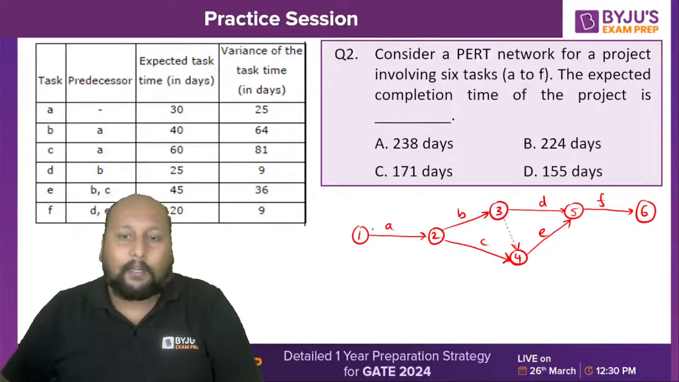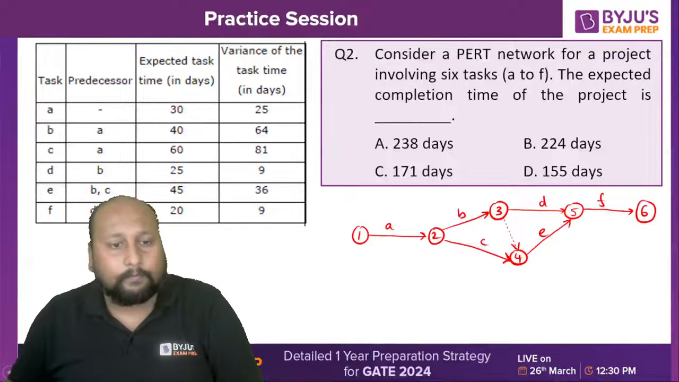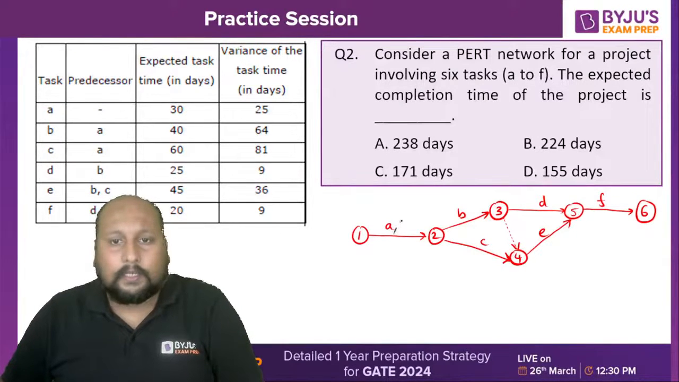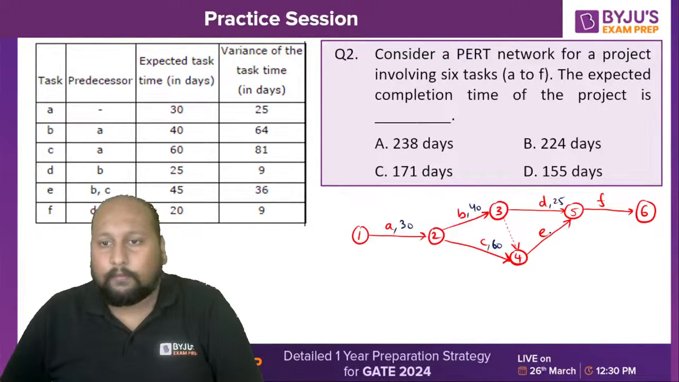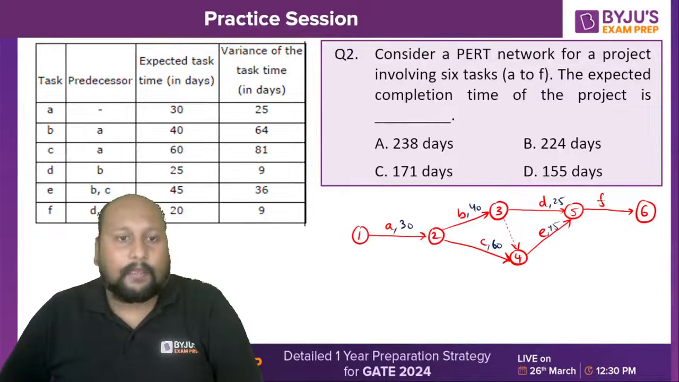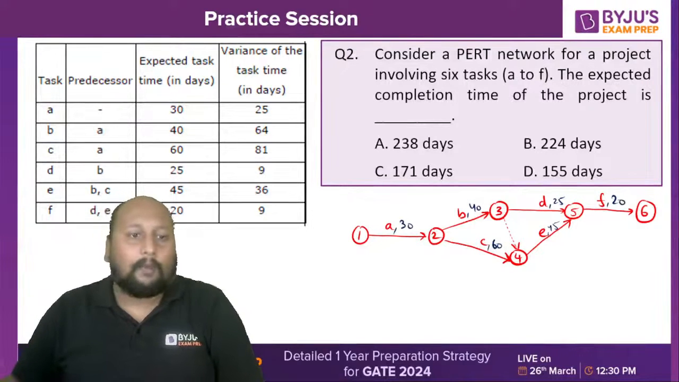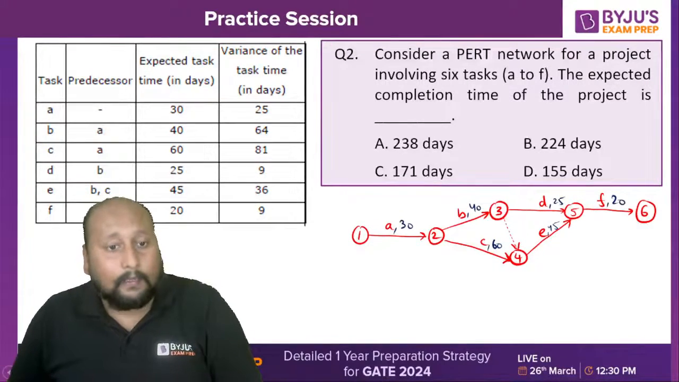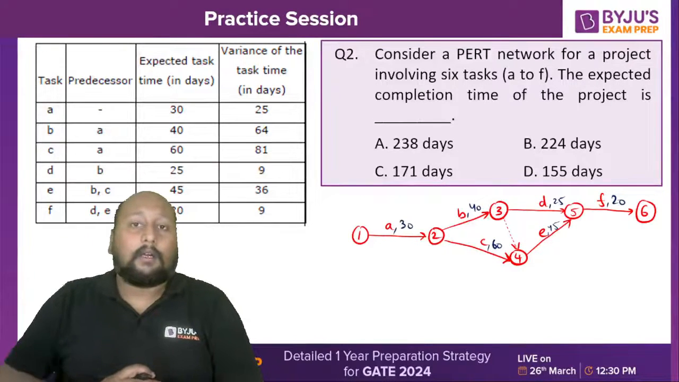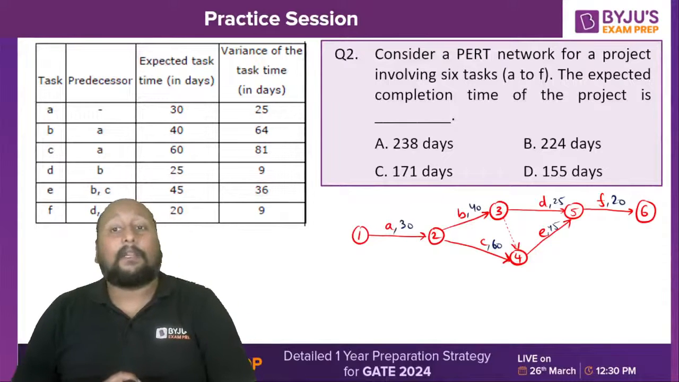Now let's write the duration for individual activities. Let us suppose this is 30, this is 40, C is 60, D is 25, E is 45, and F is 20. Okay, quickly tell me what will be the critical path, and which one will give you the expected completion time of the project.